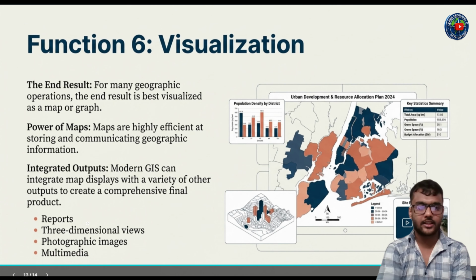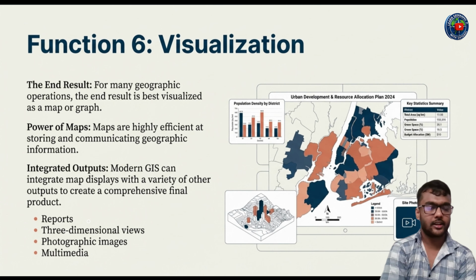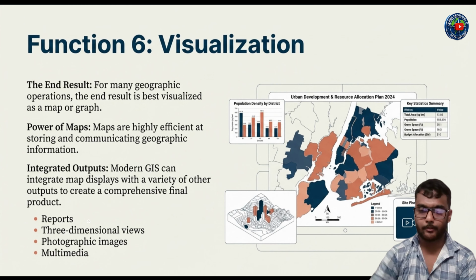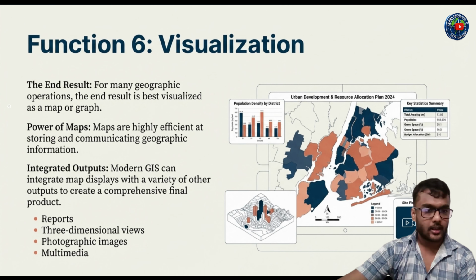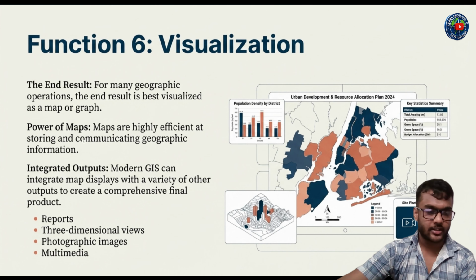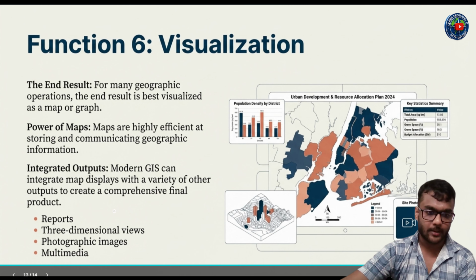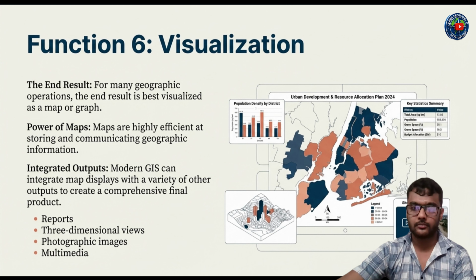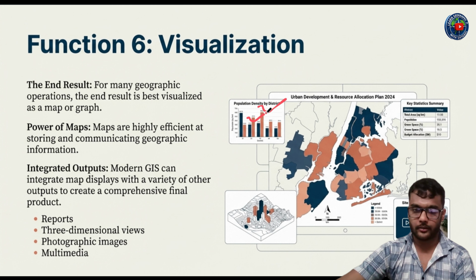Then the last stage is visualization, the end result. For many geographic operations, the end result is best visualized as a map, graph, or table. Maps are highly efficient at storing and communicating geographic information. And modern GIS can integrate map displays with a variety of other outputs to create comprehensive final products: reports, three-dimensional views, photographic images, and multimedia. These are some visualizations: graph, table, diagram, and photos.